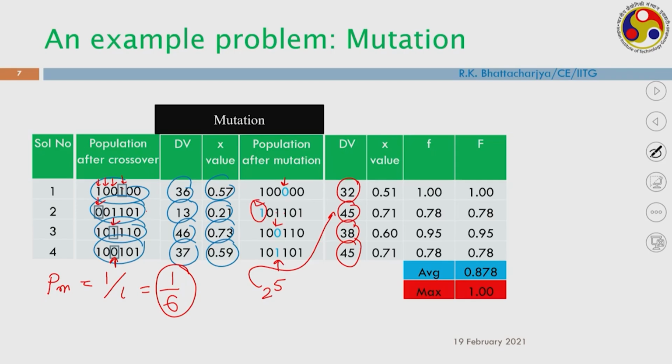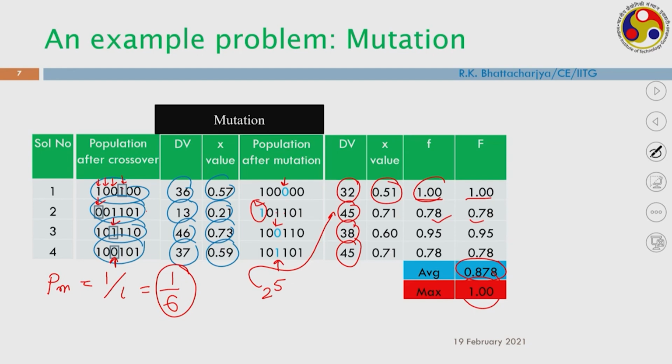Now, you just look at that. I am getting 32 here. So, this is 0.51 and then the f value is 1, and if you look at the other solutions also, I have calculated the small f and capital F. Capital F and small f are equal here, and your average value is increasing to 0.878 and the maximum value is approximately 1, that means you are almost near the optimum.